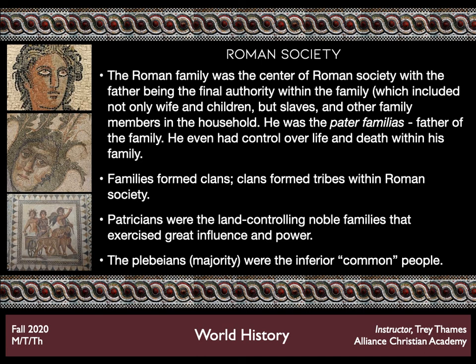Within this, there were two classes of people. The patricians, you'll want to know that word. They were the folks who controlled all the land, and they were basically the noble, wealthy families. They had an incredible amount of influence and power. And then, of course, there were the poor folks, the majority of them. They were called the plebeians. They were the inferior common people. But these were the two main classes of Roman society.